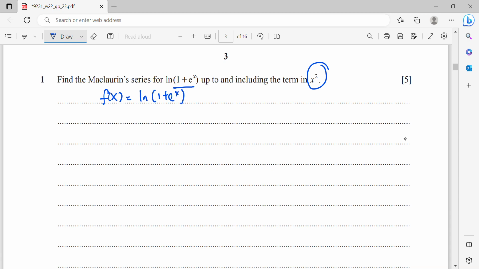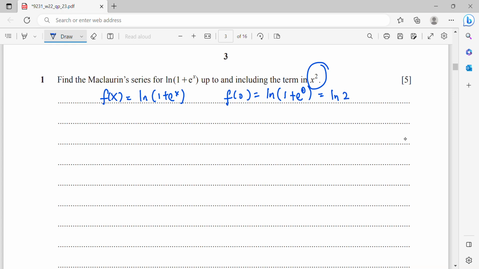Then you let x be 0 for the Maclaurin series. Now you will get f(0) equals ln(1 + e^0). We know that e^0 is basically 1, so 1 plus 1 gives 2. Therefore, f(0) will be ln 2.